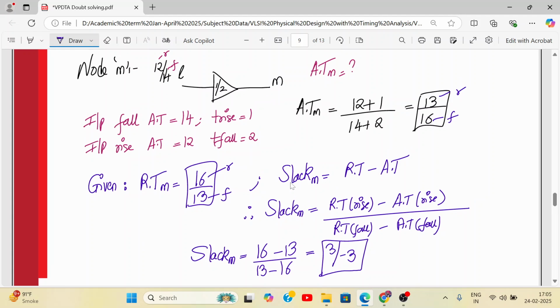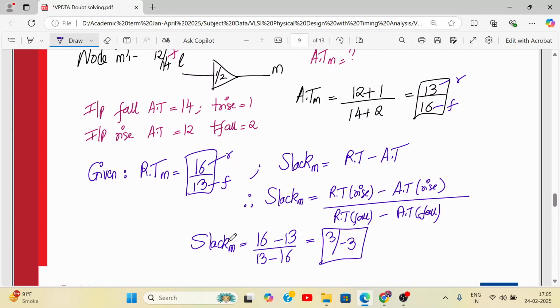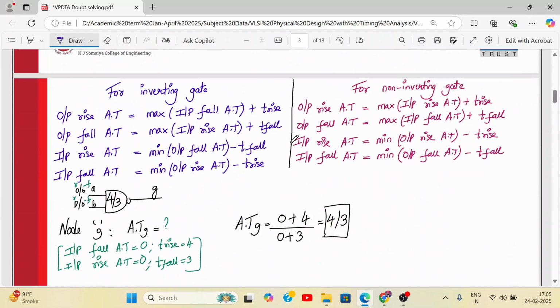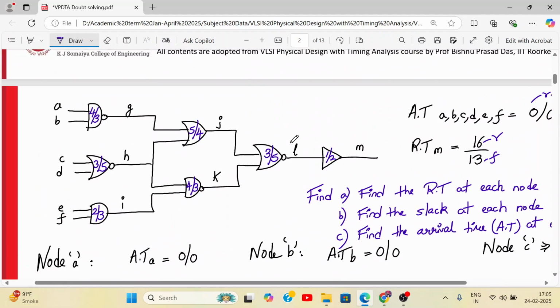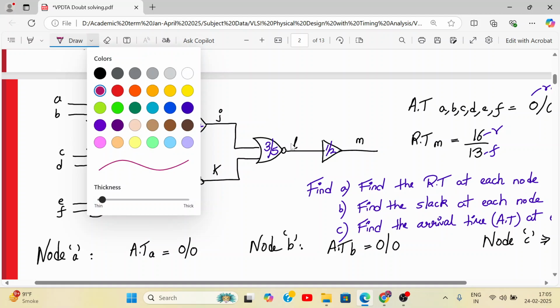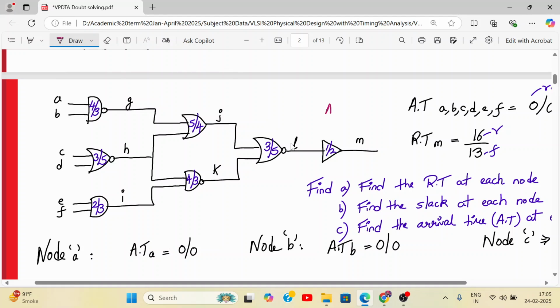Now we have found out for node M the required time and the slack also. Okay. So let us put that back over here in the main diagram. So we have calculated the arrival time over here. So arrival time was 13 by 16. Required time was 16 by 13 and slack is 3 by minus 3. So for node M we have calculated everything.